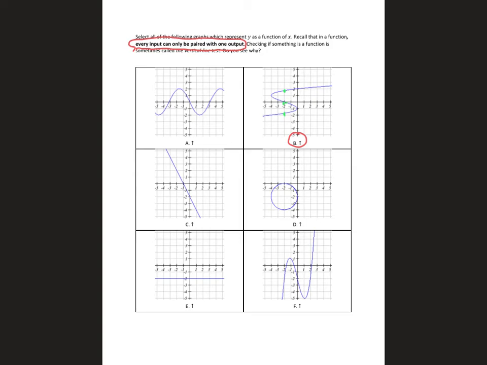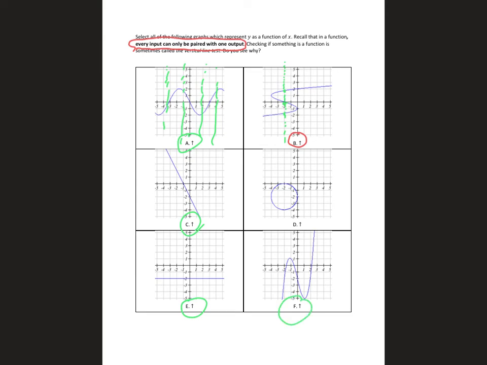The rule that we learn for this is sometimes called the vertical line test. Because what's happening is, in this picture, there's a vertical line that cuts through the graph more than once. Not many of the other graphs do that. If you were to draw some vertical lines on these other graphs, you would see that the vertical line only crosses the graph once. That happens in A, it happens in C, it happens in E, and it happens in F.